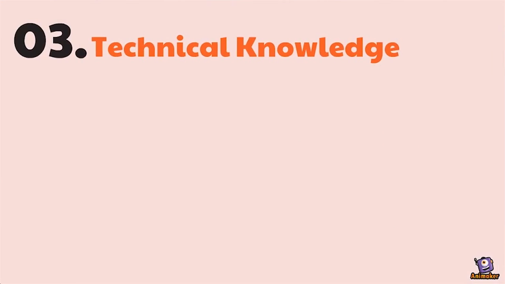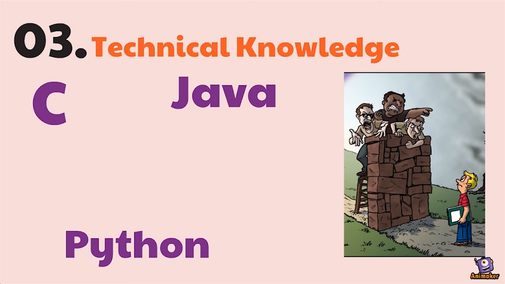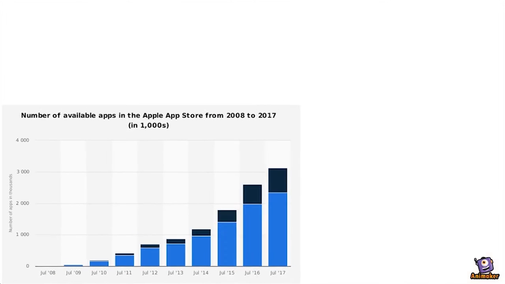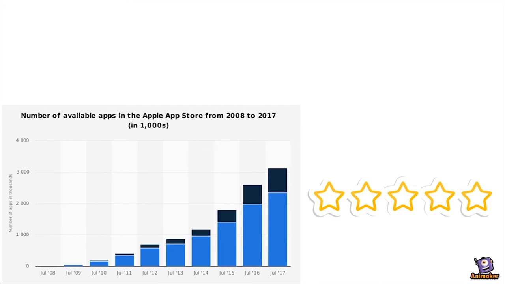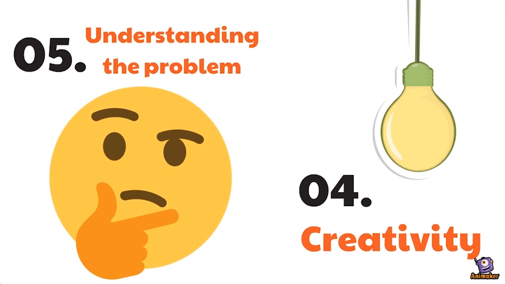Technical knowledge is still probably the biggest barrier to entry for most people. This includes experience with commonly used programming languages like Objective-C, Java, and Python, depending on the platform you would be developing for. As competition has increased, so have the expectations of the users themselves. This has led to creativity and a deeper understanding of the problem becoming crucial before you can even start developing.